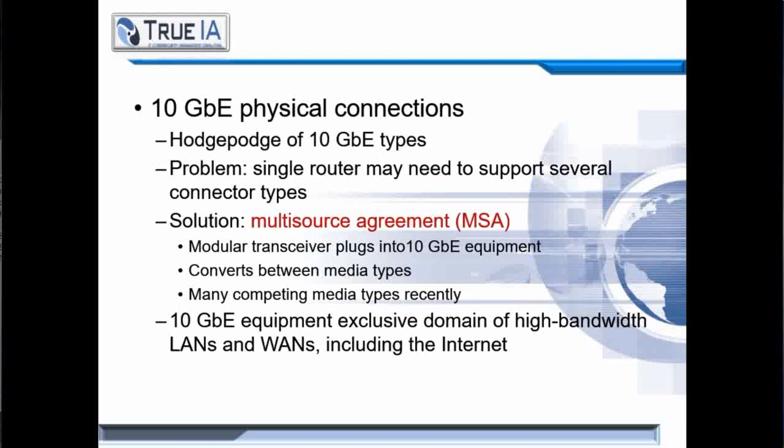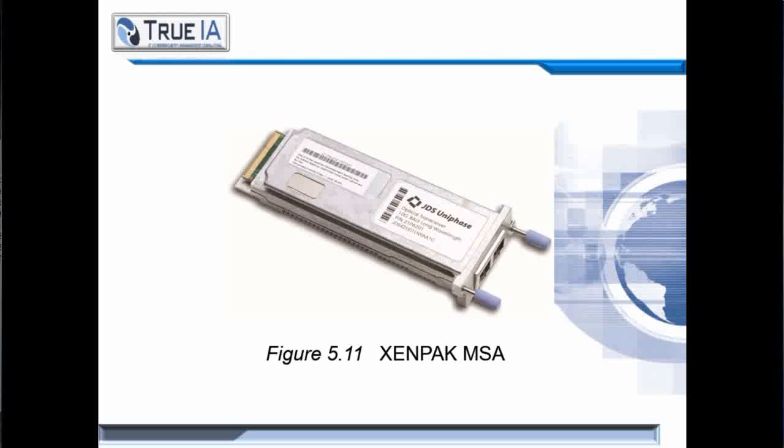And just like fiber, when it comes to the physical connections of 10 gig Ethernet, there is kind of a hodgepodge of options. The problem that presents is a single router may need to support several different types of connectors, which means it's going to be more expensive. In response to this, the offered solution was a multi-source agreement. This agreement allowed the 10 gig Ethernet equipment to become the exclusive domain of high bandwidth LANs and WANs, and that's including the internet. Here's a look at what an MSA looks like.